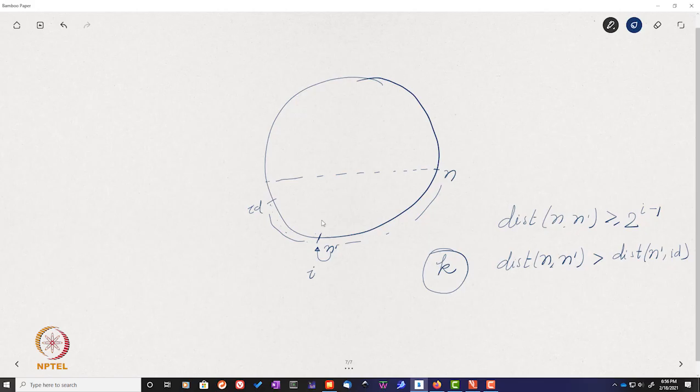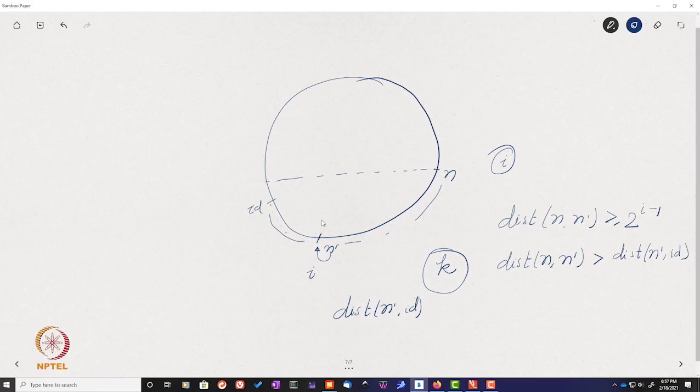Of course, there is a little bit of a complication over here, which I'll discuss later. But here again, I'm considering the simple case where within the ith finger we are finding it. So if that is the case, we can clearly see that the distance from n dash to id, measured again in the key space, is going to be less than the full distance, which is the distance from n to the next finger, which is 2 raised to the power I. Alright. So what is this?